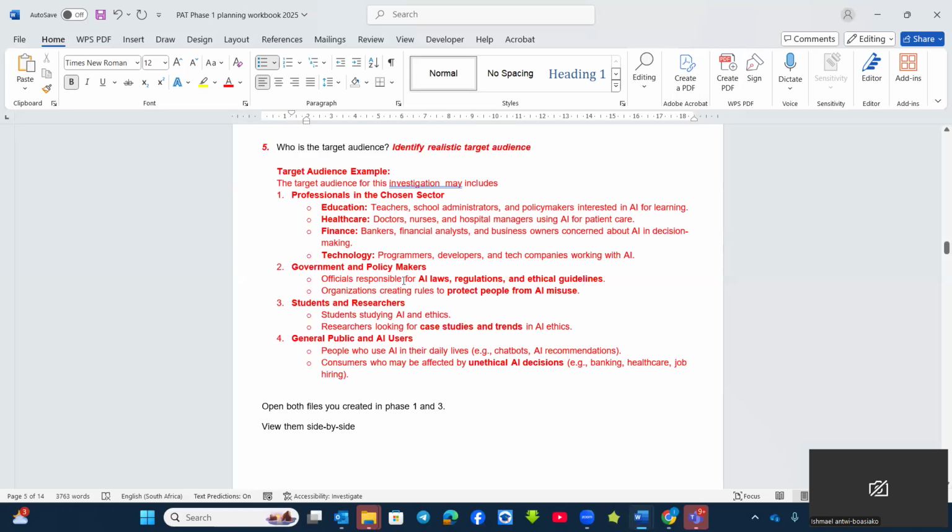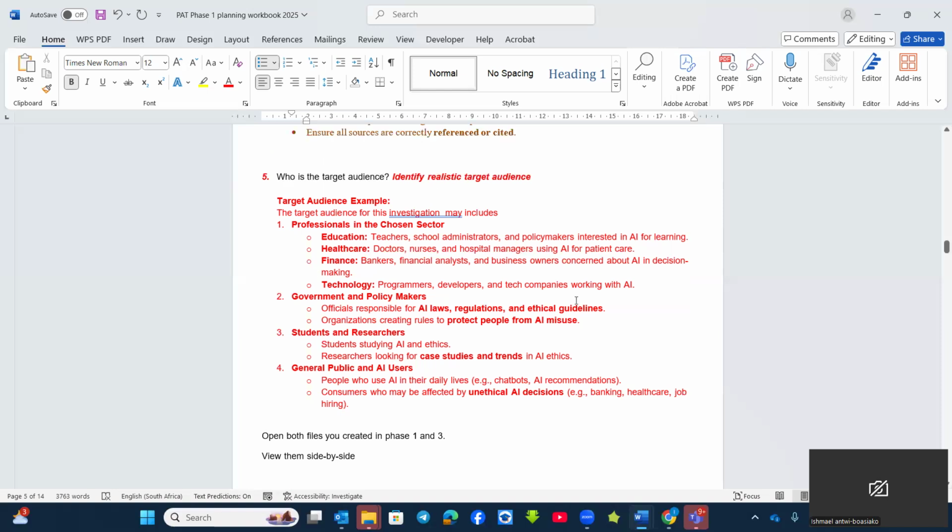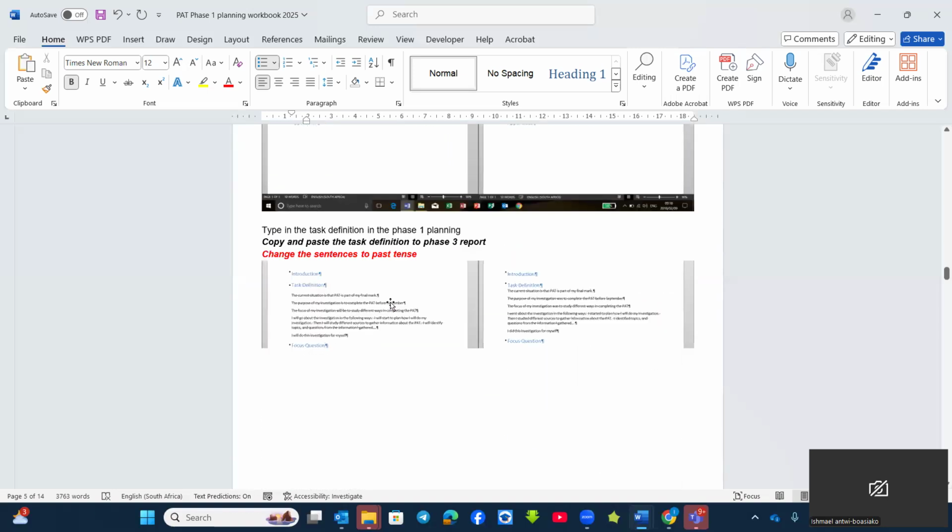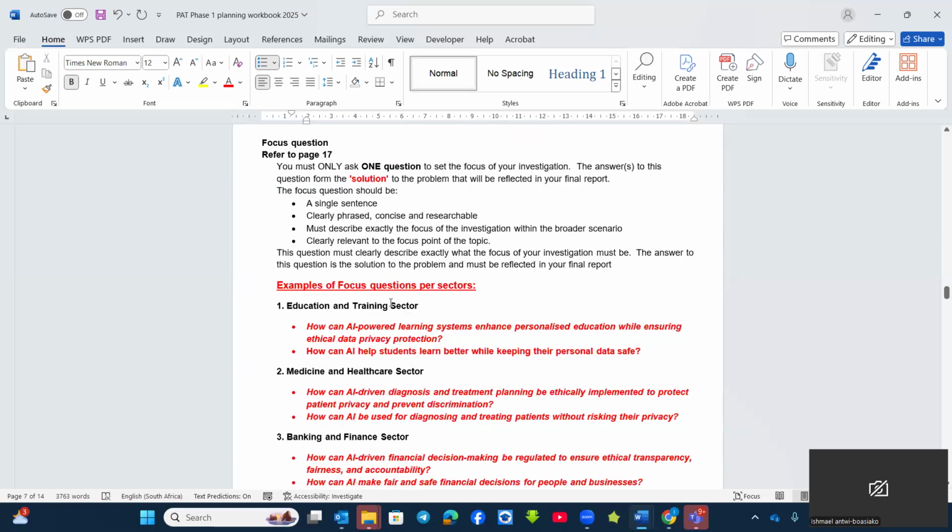Then the government and the policy makers. For instance, the officials responsible for AI laws, you can talk about them, and students and researchers, students studying AI and ethics. So you have to be realistic. So these are some of the examples of the target audience. Now, after that, you move straight to your focus question.